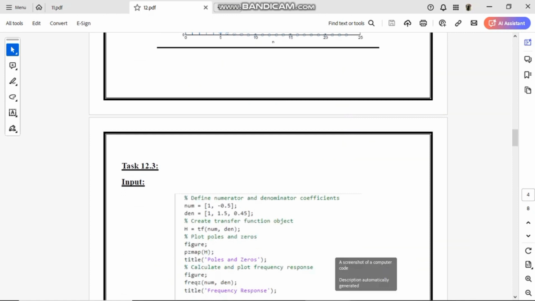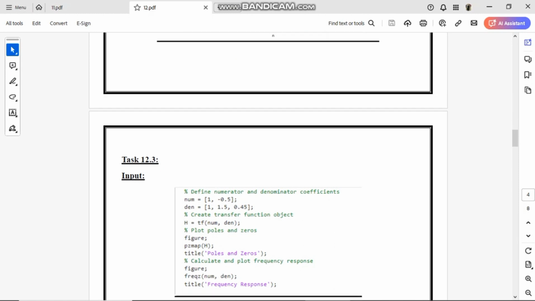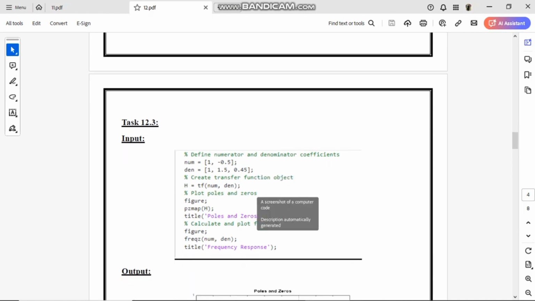Moving on to task 12.3. First of all, I defined numerator and denominator coefficients, where numerator is 1 and minus 0.5 and denominator is 1.5 and 0.45. Then created the transfer function object, then plotted poles and zeros, and then calculated and plotted the frequency response.